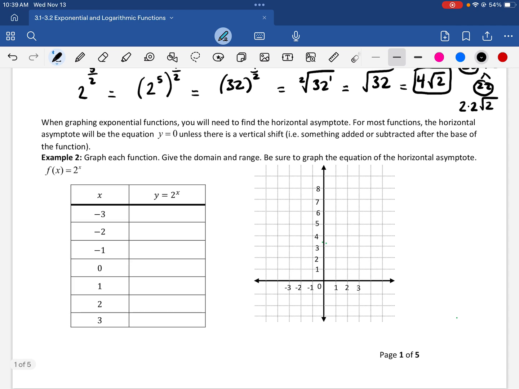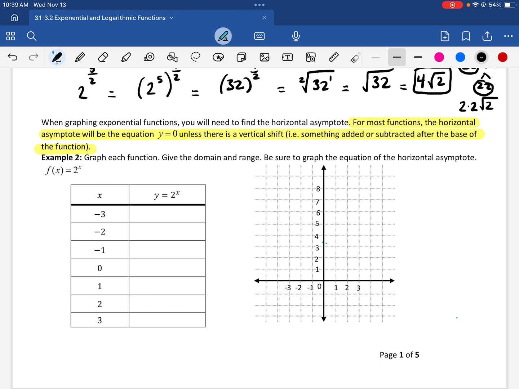All right, next we're going to look at graphing just a basic exponential function, f of x equals 2 to the x. A couple of things I'll highlight from this little statement that you've got. It says when graphing exponential functions, you will need to find the horizontal asymptote. For most functions, the horizontal asymptote will be the equation y equals 0 unless there is a vertical shift, meaning something that is added or subtracted to the base after the function. So for most of them, it's going to be y equals 0, unless you have something that is added or subtracted to that function.